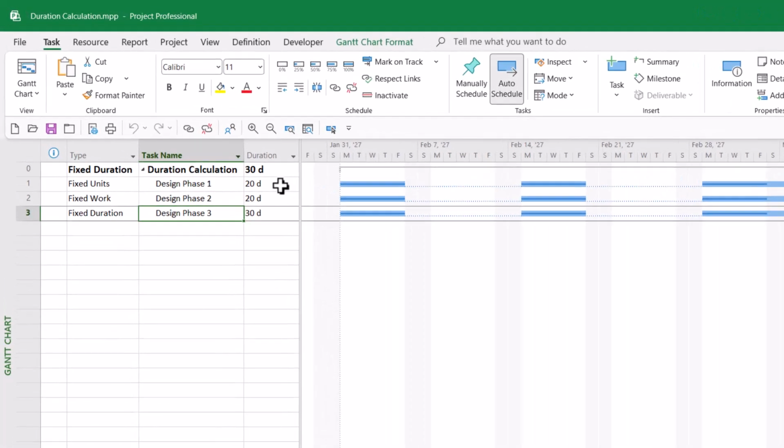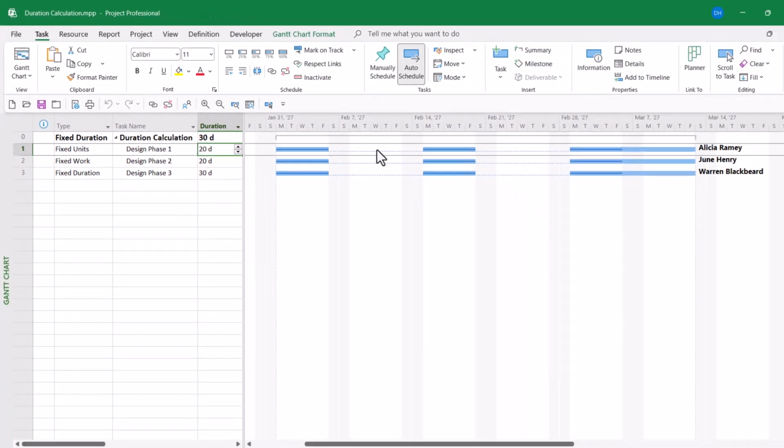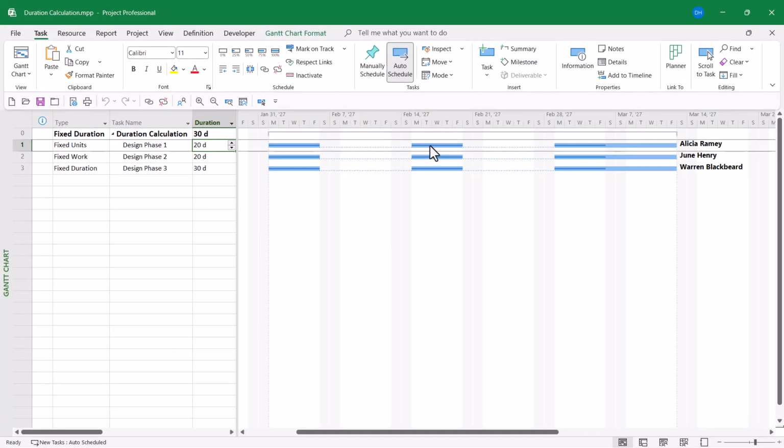How does Microsoft Project calculate the duration of 20 days on the task Design Phase 1? Notice that this task is fixed units. So here's how it calculated the 20 days. 5 days of work, skips the split, 5 more days of work, skips the split, the final 10 days of work. 5 plus 5 plus 10 is 20 days duration.